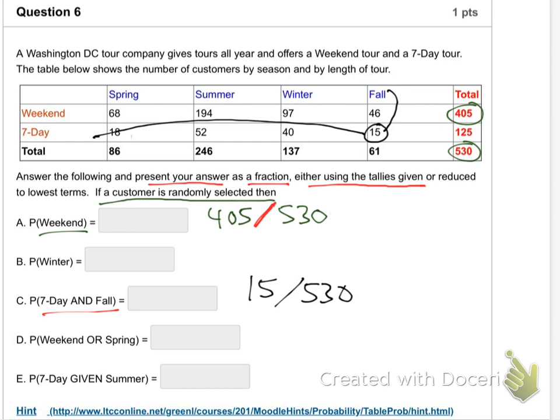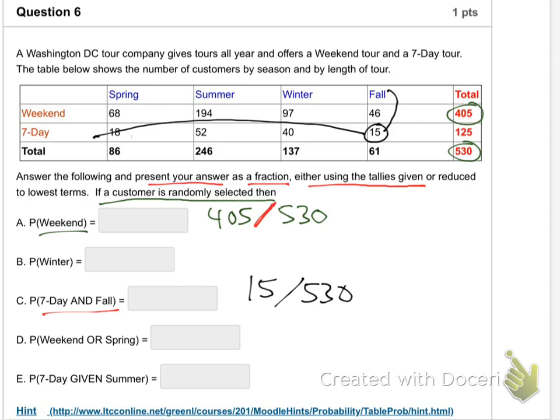So that'd be 15 divided by 530. We good there? Is that making sense? They're saying out of all the 530 people, how many went on a 7-day trip and went in the fall? 15 out of 530. D, what's the probability if you grab somebody random, there's somebody that went on the weekend or in the spring. What do we always do for or? Or's adding. Yeah, or's adding.